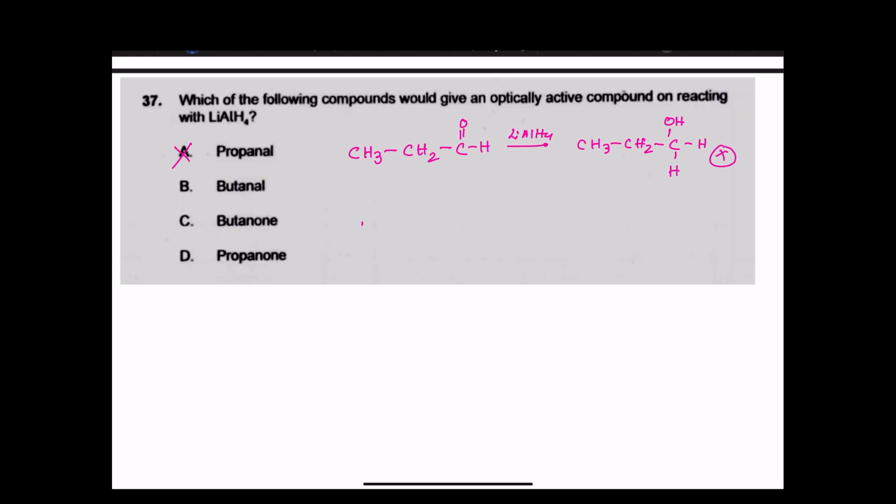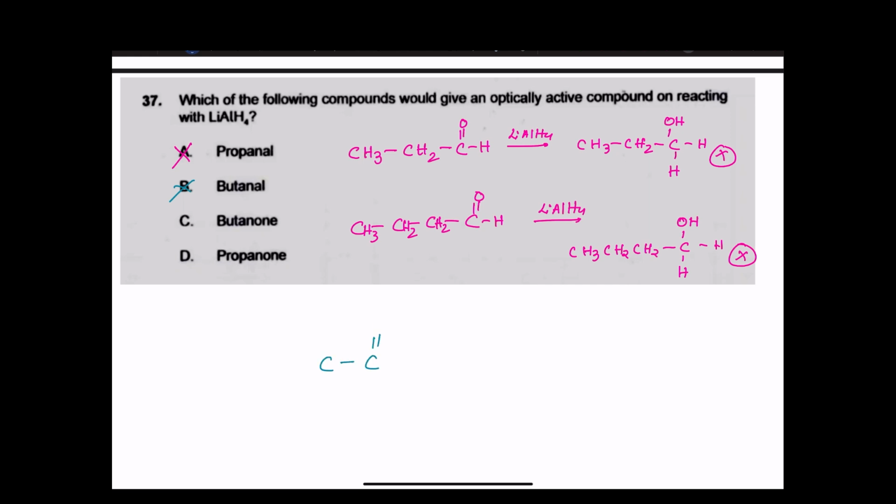Next is butanol. Butanol, if you react it with LiAlH4, it will give you CH3, CH2, CH2, COH, hydrogen, hydrogen. So you see, you have 2 hydrogens with this carbon and all the other carbons have 2 or more hydrogens. So this is also not optically active. You don't have a single carbon with 4 different groups. So B is also wrong.